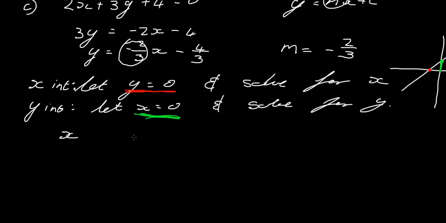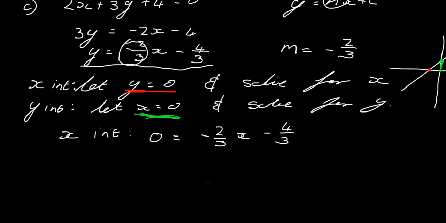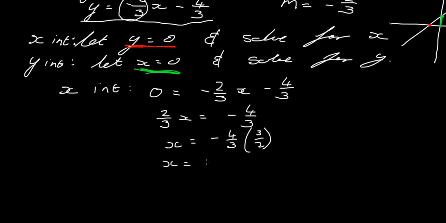Okay, so let's solve for our x-intercept. So we're just going to take our equation and let y equal 0. So substitute 0 in for y and solve for x. 0 equals minus 2 over 3x minus 4 over 3. Okay, so let's take this across. 2 over 3x equals minus 4 over 3. Then we're going to divide the whole equation by 2 over 3, which is the same as multiplying by 3 over 2. So x equals minus 4 over 3 times 3 over 2. x equals minus 4, the 3's cancel. x equals minus 4 over 2 is equal to minus 2.